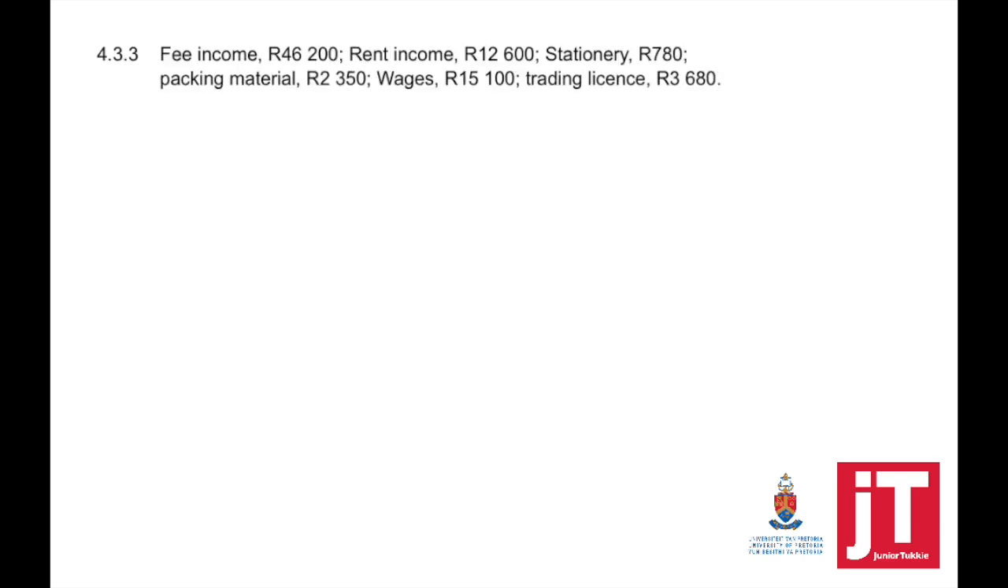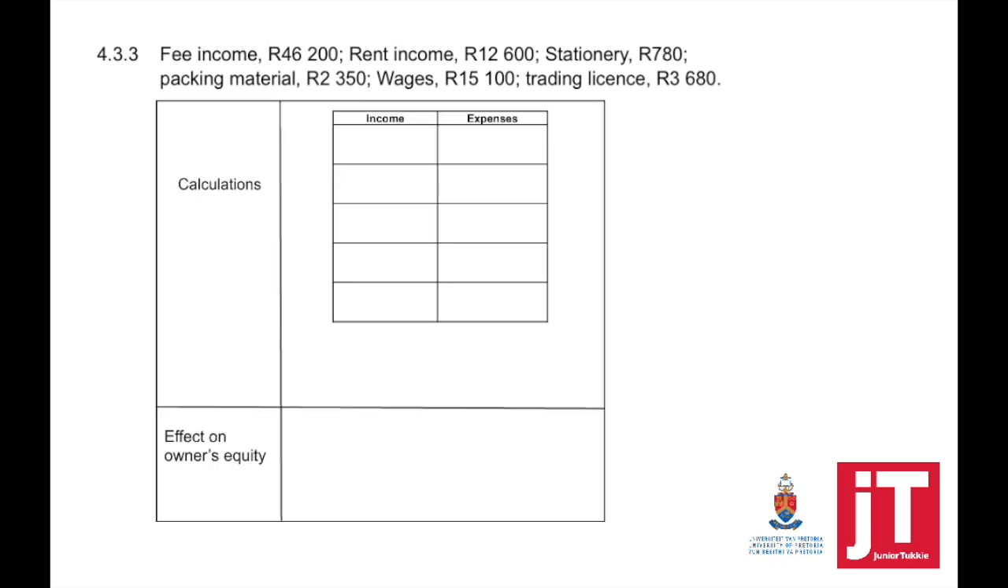The third part of this question, we now need to look at. We've got fee income, rent income, stationery, packing material, wages, and trading license. So these are all income and expenses. And now we need to calculate, did we make a profit or did we make a loss? So now, sorting out all our income, we have fee income, 46,200, rent income, 12,600, and then we have our expenses, stationery, packing material, wages, and trading license.